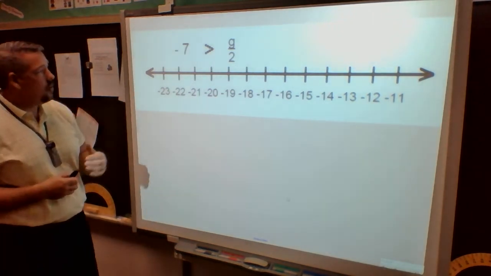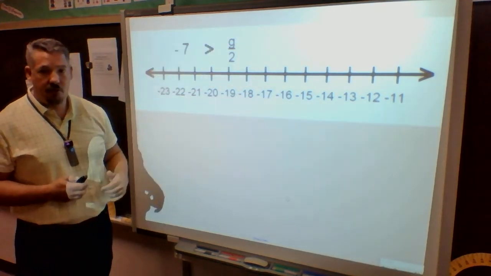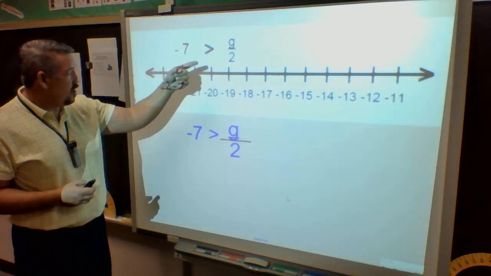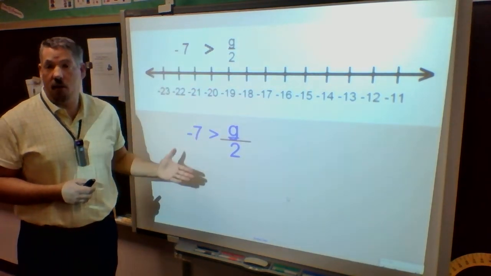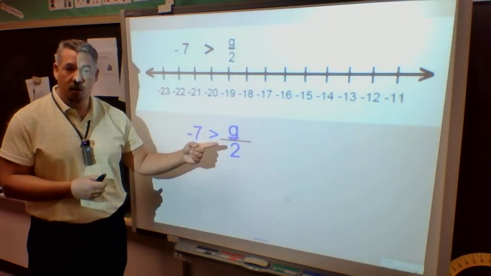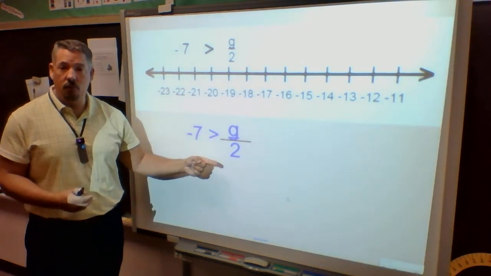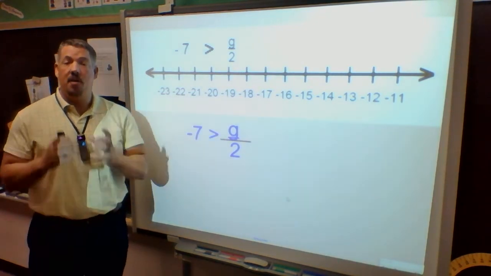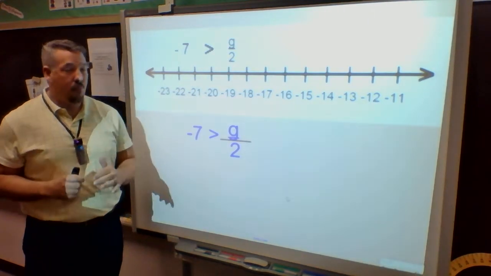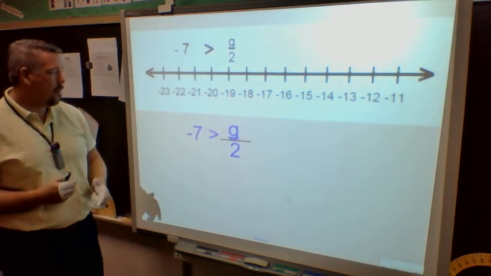Alright, so now I'm going to have negative 7 is greater than g divided by 2. Notice I wrote it so I can do work in that work area. I look at my variable, which is g. What am I doing to it mathematically? Well, I'm dividing by 2. I know I'm dividing by 2 because a fraction is always division. I have a couple of you that aren't remembering that, so you've got to get that in your head.